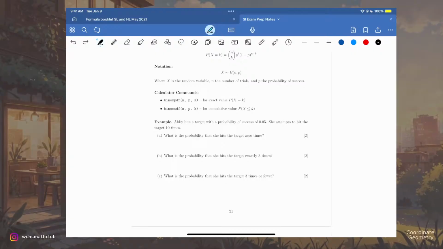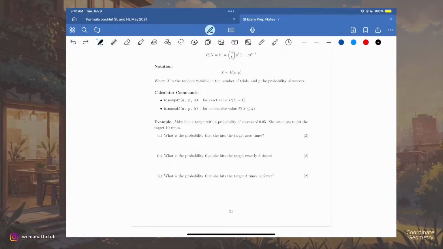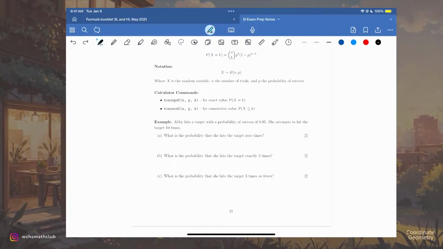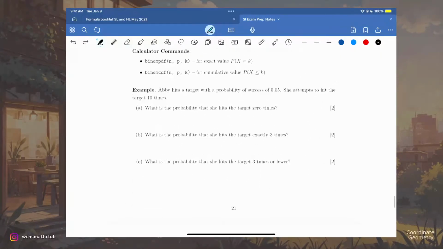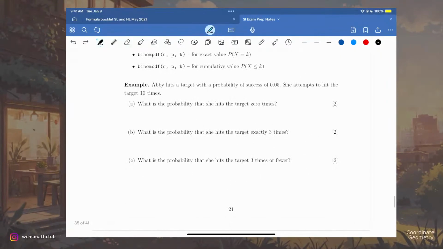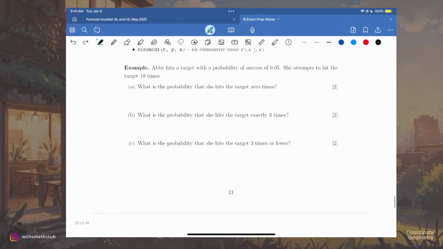So we're trying to hit a target with probability of success 0.05, and then she tries to hit it 10 times. The problems you'll usually get ask: what's the chance she's going to be extremely lucky and hit it like 5 times, for example? So honestly, let's just go straight into the problem. Abby hits a target with probability 0.05, she tries 10 times.